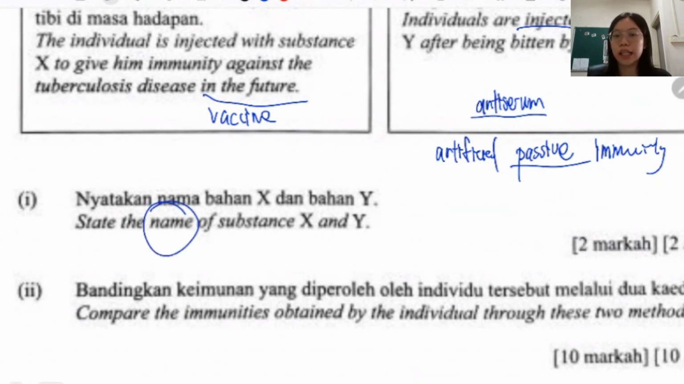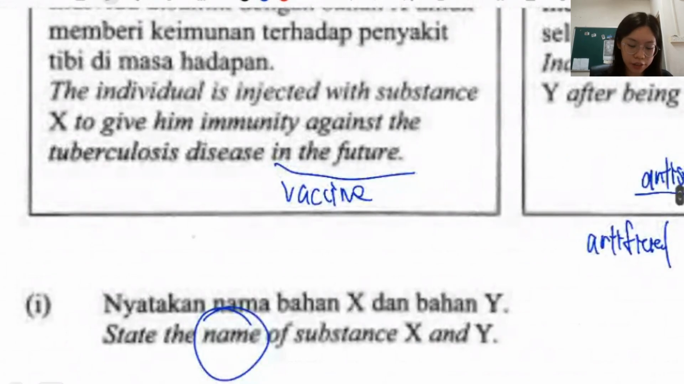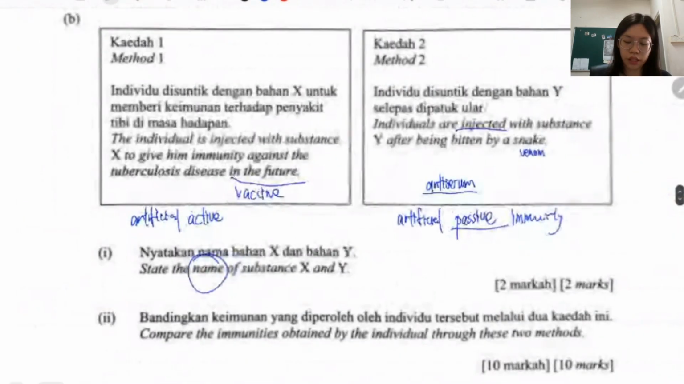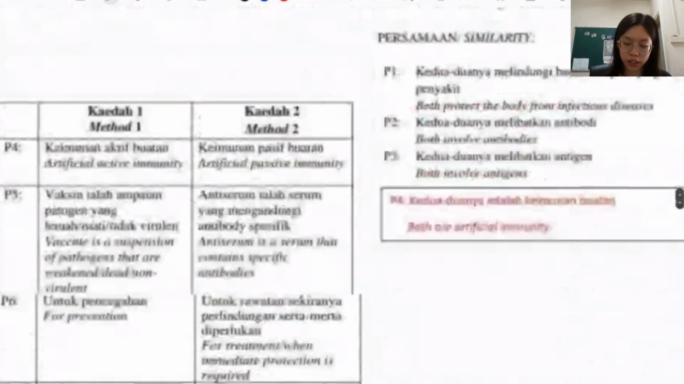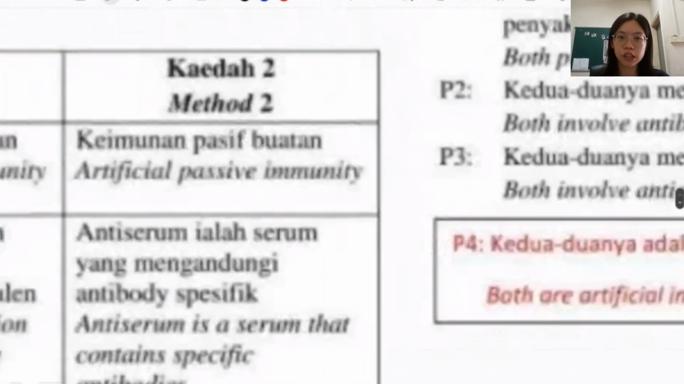They only want you to mention the name. I know some students memorize and write, oh, the vaccine contains blah blah blah. But they just want the name. So substance X is vaccine, substance Y is antiserum. Compare the immunities. This one is active immunity and is also artificial. For this comparison, both protect the body from infectious disease involving antibodies. Just that one is from an external source, one is produced by its own self, and both are artificial immunity.